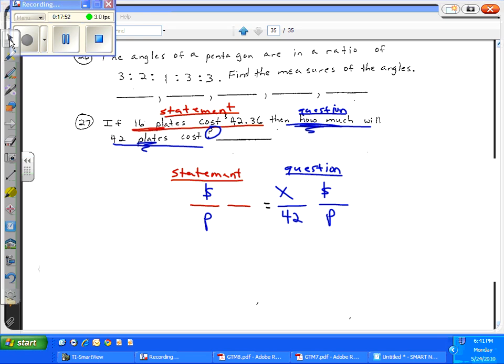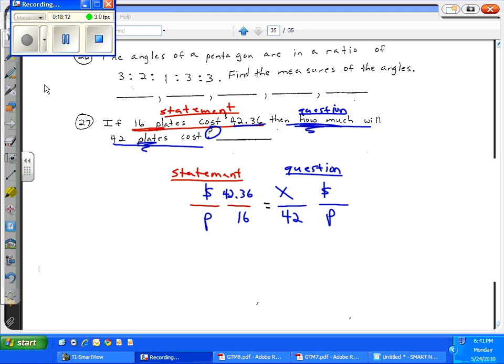And then we fill in the statement. The statement has $42.36 in money associated with 16 plates. We put the same item on top both times, dollars, and the same item on bottom both times, plates.